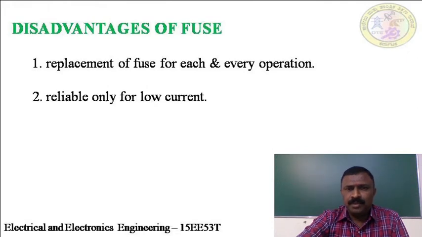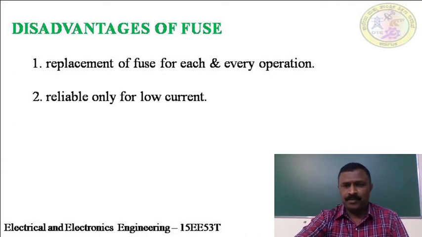See, at the meantime, the fuse or fuse element will have a few disadvantages. The first disadvantage for fuse is the replacement of fuse for each and every operation. See, this is the drawback in case of fuse when you compare that with your circuit breakers. Second, the fuse or fuse element is reliable only for the low currents. High currents, it is not possible to go for fuse. So then we have to depend on the circuit breaker, but it is very reliable for the low currents.